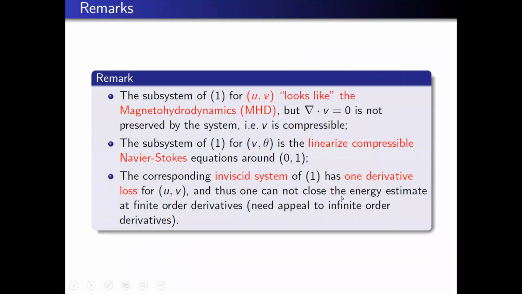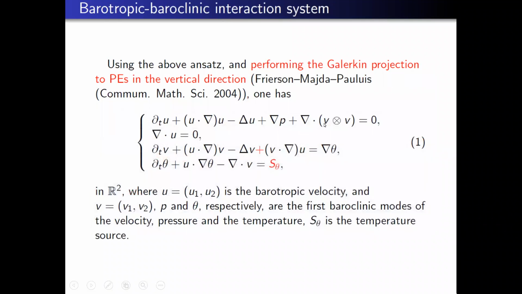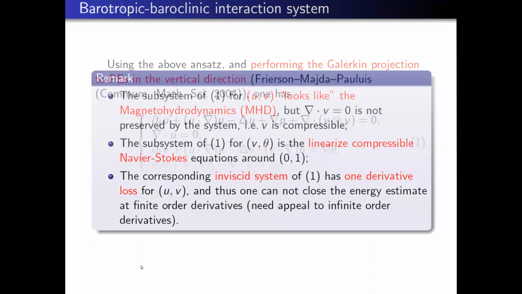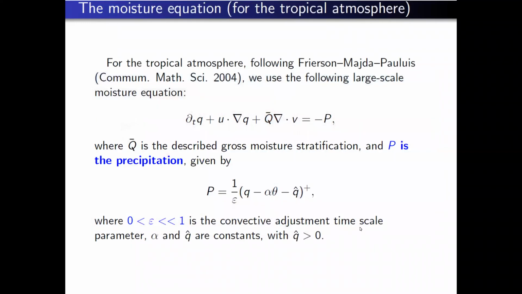Now the corresponding inviscid system has a derivative loss, because here I have div of V. In this equation I lose one derivative, and therefore this is a little bit more tricky. All right, so what is the situation? Now, what about the source of heat?